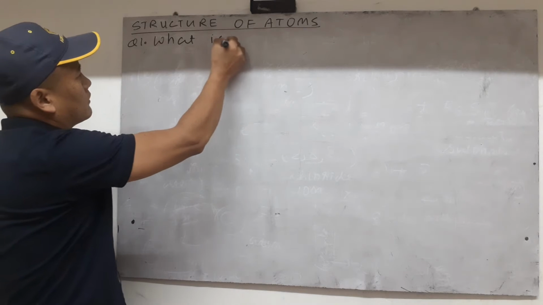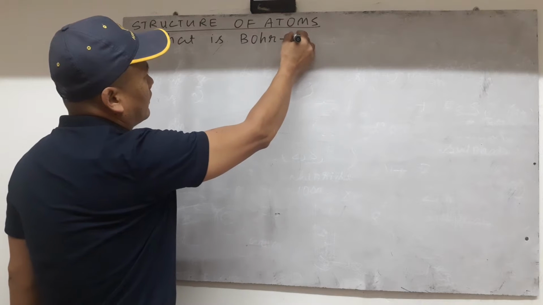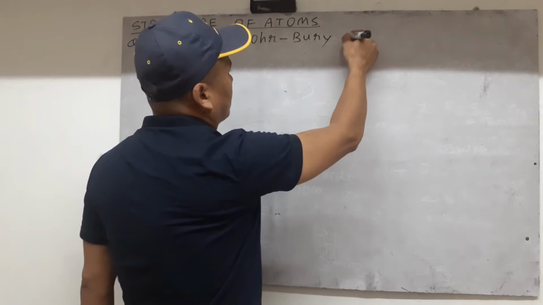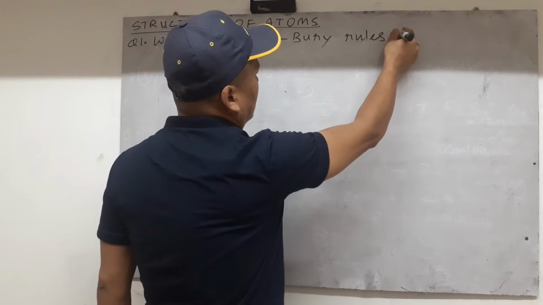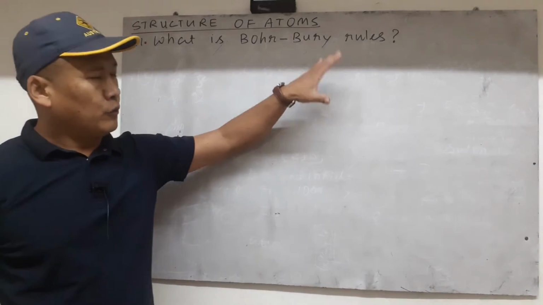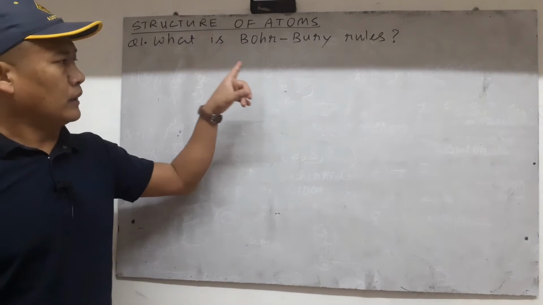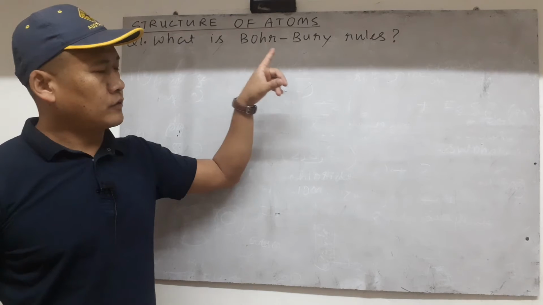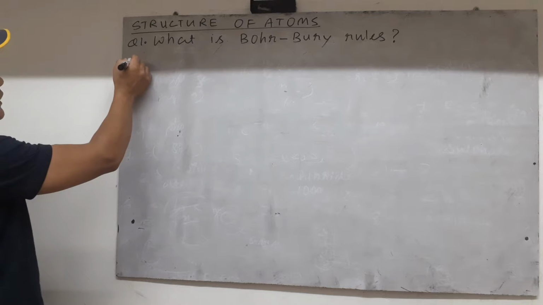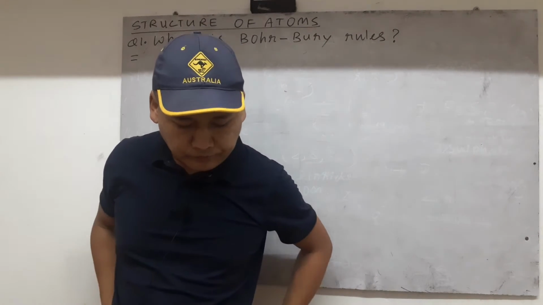What is Bohr, B-O-H-R, Bury? So these are two scientists, Bohr and Bury. They give us a set of rules that will help us understand in a big way what the structure of an atom looks like, or how we should draw a representative structure of an atom. The important rules of these Bohr-Bury rules are, so just write along with me everything.